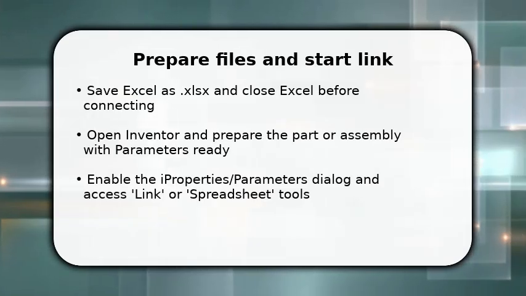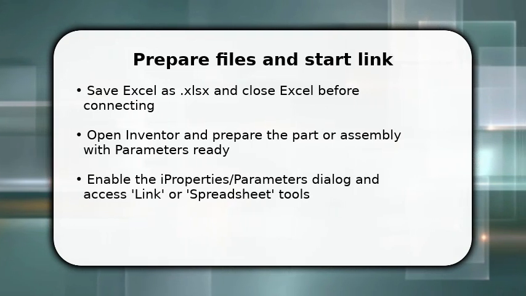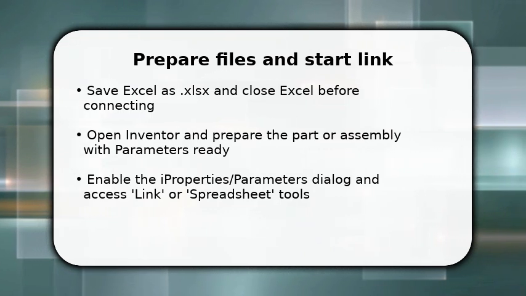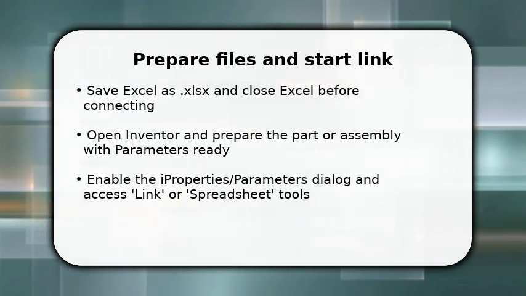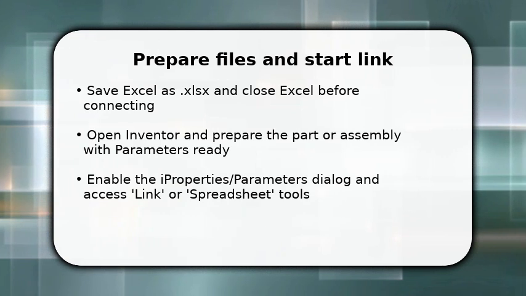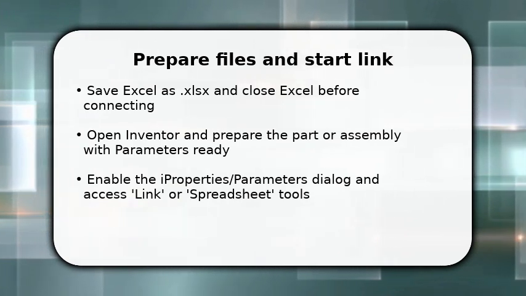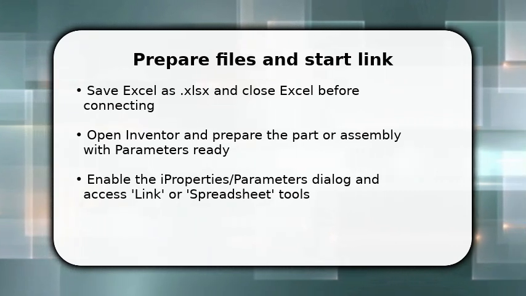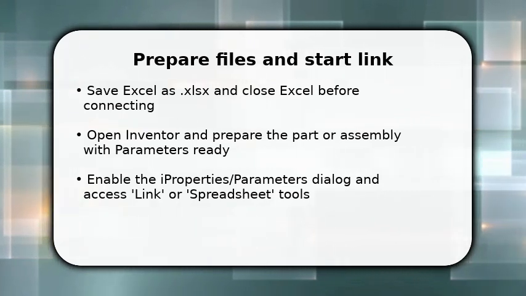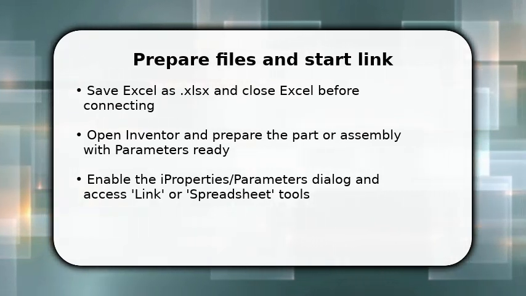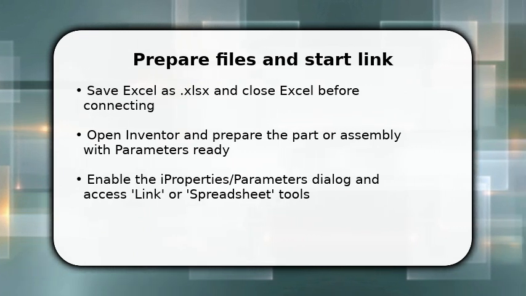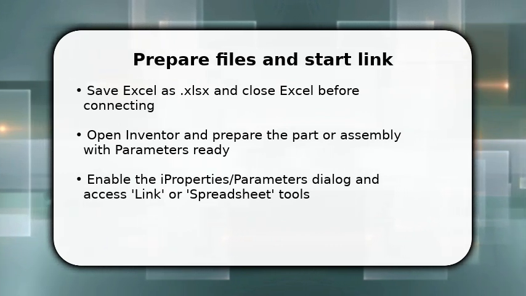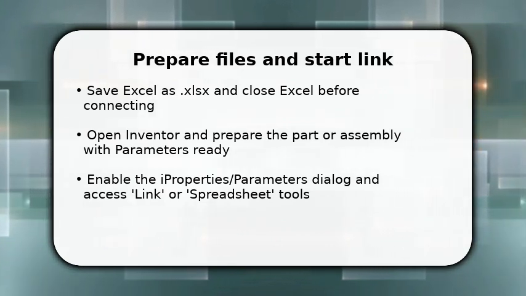You start by ensuring your Excel workbook is closed and saved as XLSX so Inventor can read it reliably. Open Inventor and load the part or assembly you intend to drive. Prepare the parameters table first because you will map values directly. Once ready, open the Parameters or iProperties dialog and choose the link or spreadsheet option to create a new connection. This first step establishes the path and prevents file lock conflicts. Do this now so subsequent mapping is seamless.